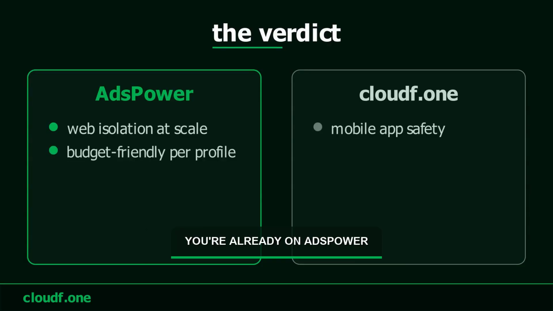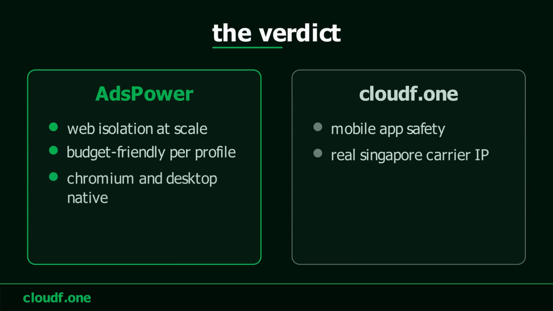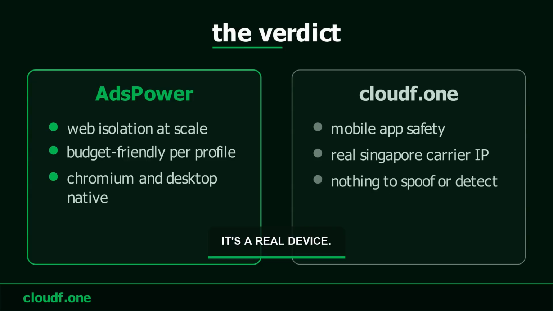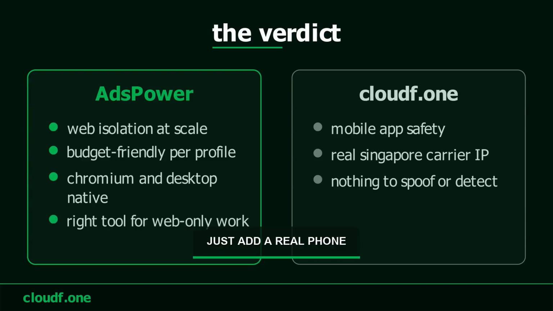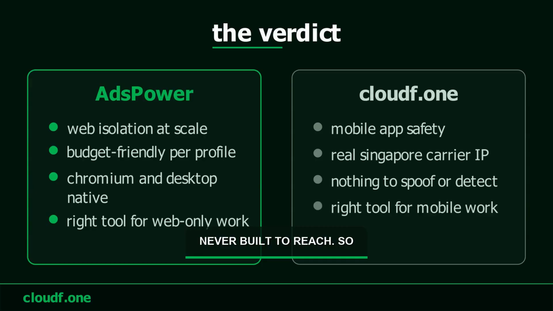And if you're already on AdsPower and the browser side is clean, but you keep getting flagged on the mobile apps, that's your signal. The missing layer isn't a better browser fingerprint. It's a real device. Don't throw AdsPower away. Just add a real phone for the part AdsPower was never built to reach.